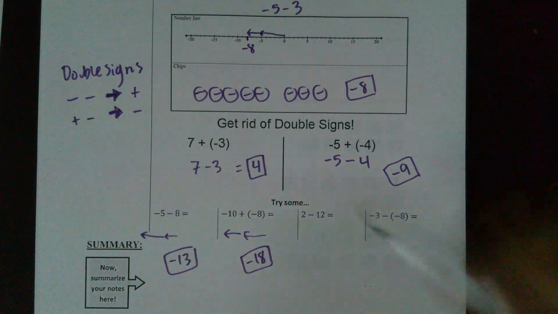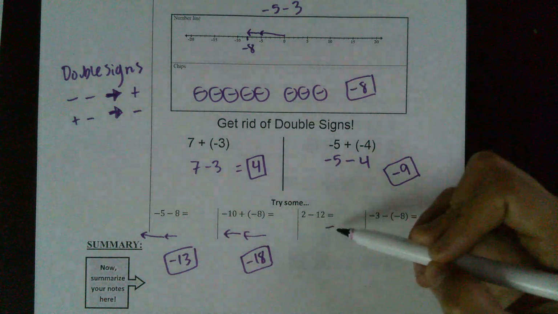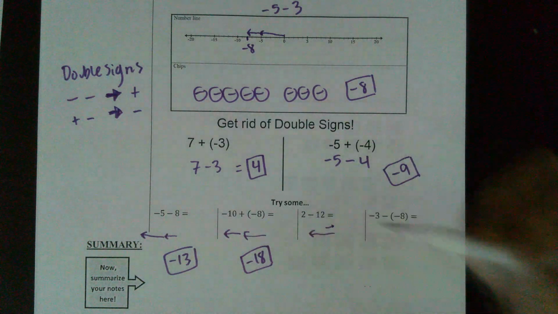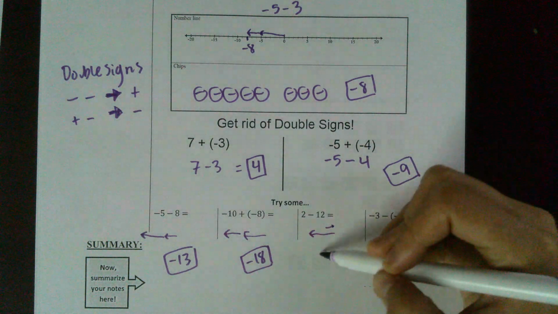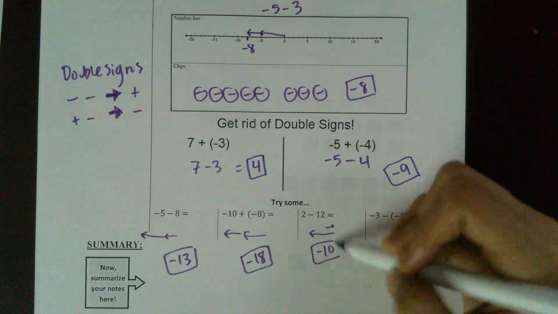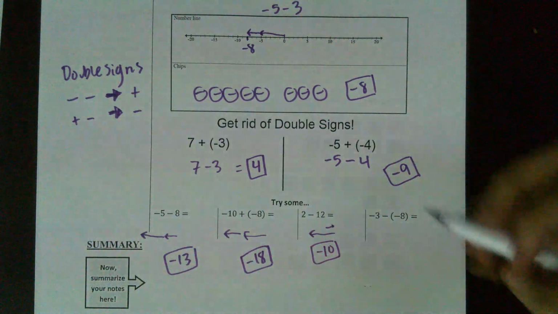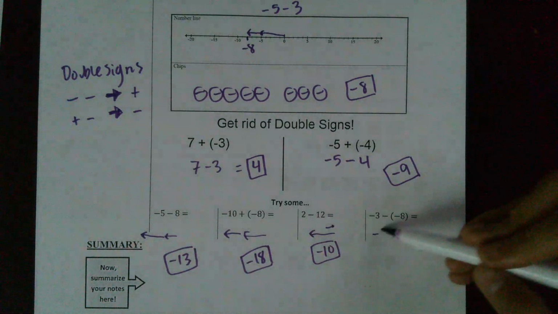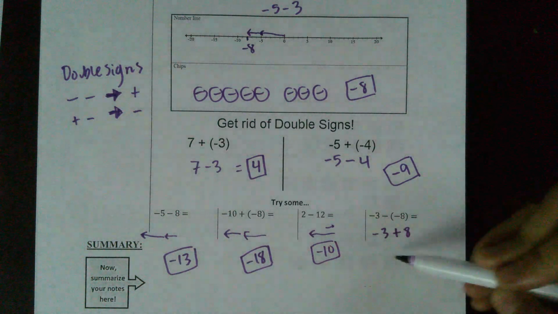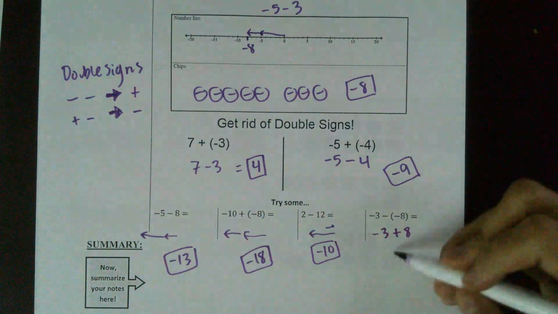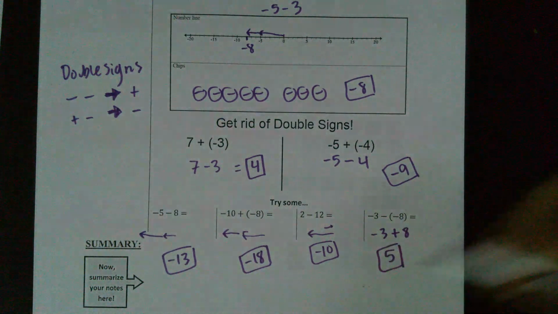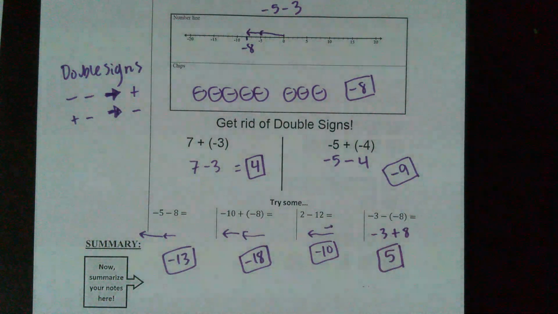Okay, 2 minus 12. We started with $2, but then we lost $12 because we gambled too much. We are now 10 in the negative. We lost $10. And then here's another double sign, negative 3 plus 8. Negative 3, and then we gained 8, so we have 5. All right, that is it for subtracting integers.